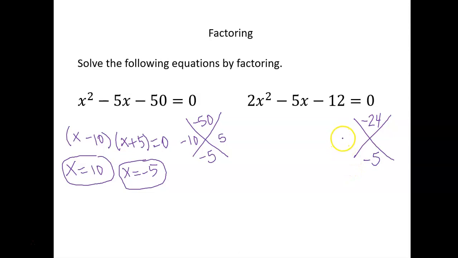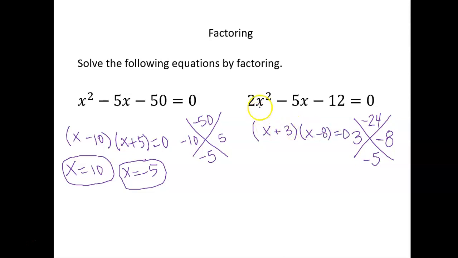So try a few different things out. 1 and 24, 2 and 12, 3 and 8. Looks like 3 and 8 would be our numbers. Because my 5 ends up negative, I would want the bigger number to be negative. So 3 plus negative 8 is equal to negative 5. So writing this in factored form would be x plus 3 times x minus 8 equals 0.